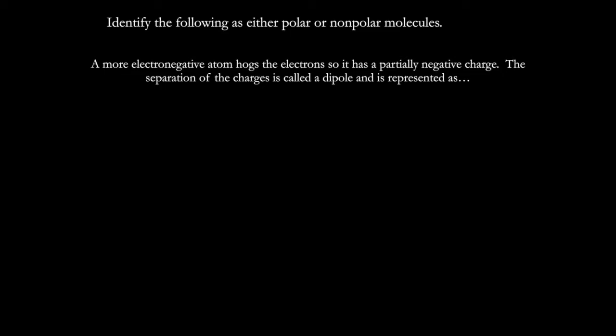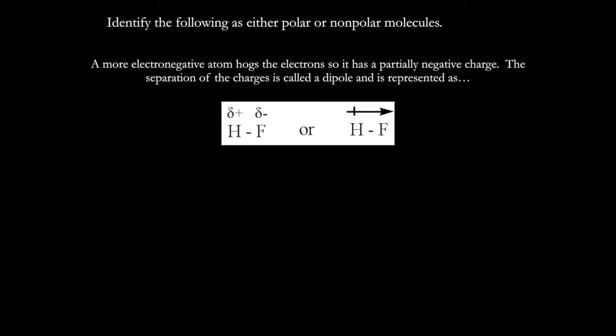Now, the atom that's less electronegative is going to have a partially positive charge. And so there's going to be a separation of charges, a partial positive and a partial negative. And that separation of charges is called the dipole, and we represent it as an arrow. So as you can see here, fluorine is more electronegative than hydrogen is. So fluorine has a partial negative charge while hydrogen has a partial positive charge. So we represent that dipole with an arrow, as you can see on the right-hand side.